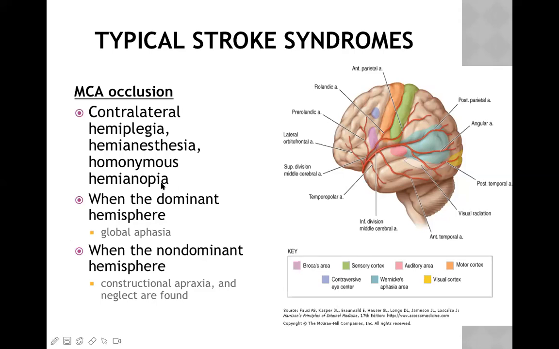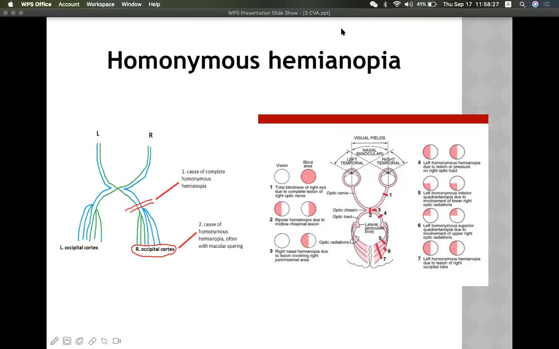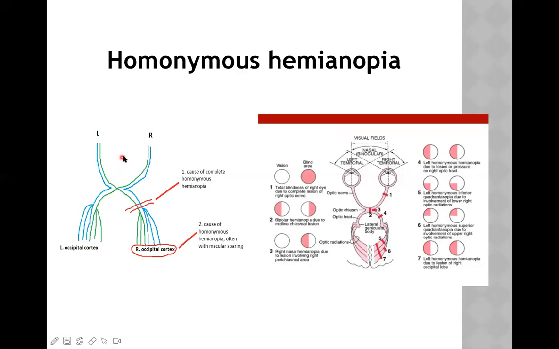Now let's talk about what this homonymous hemianopia is. In ophthalmology, when we reach the 9th semester, we will again teach you about this, but right now you need to have a concept. So all of you please focus here. This L means left eye, this R is right eye. Having said that, this is the left retina and this is the right retina, isn't it? So these are the retinal fibers which are going as the optic nerve. This is the left sided optic nerve, this is the right sided optic nerve.